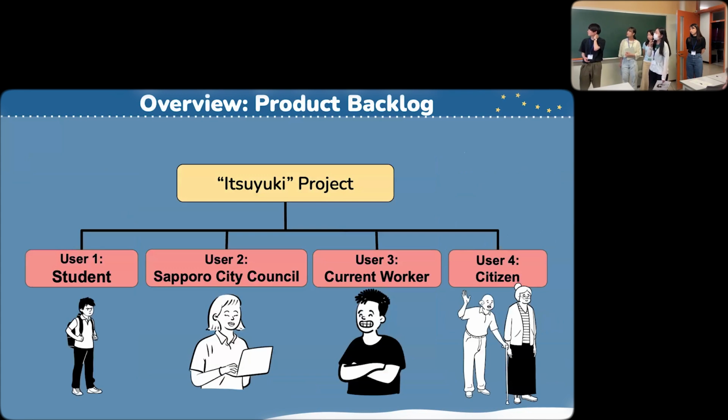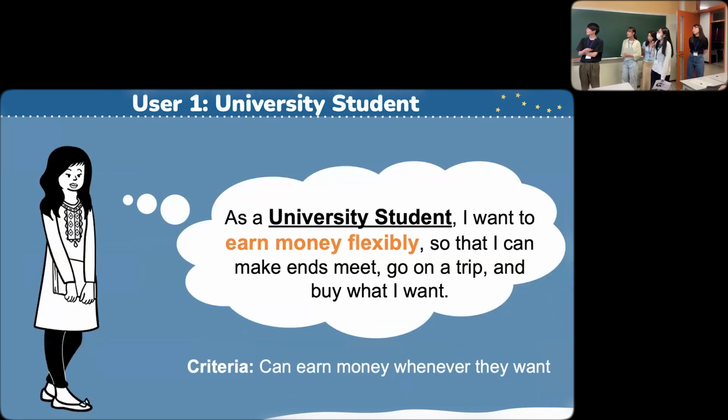Okay, the next page. About the overview of our project, we prepared four user stories. They are student, Sapporo City Council, current worker, and citizens. Here we will show some user stories. The first user is a university student. For example, I'm a university student. I want to earn money flexibly so that I can make ends meet, go on a trip, and buy what I want. The criteria is they can earn money whenever they want.